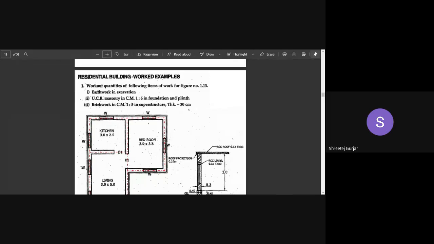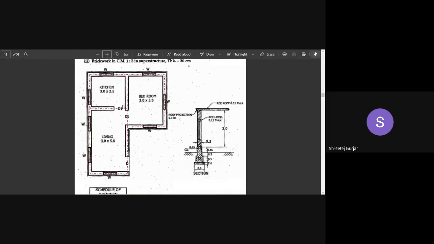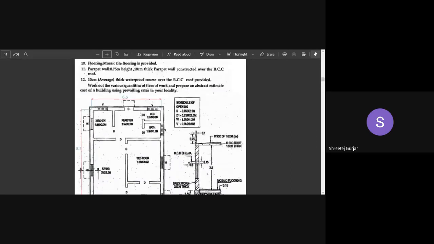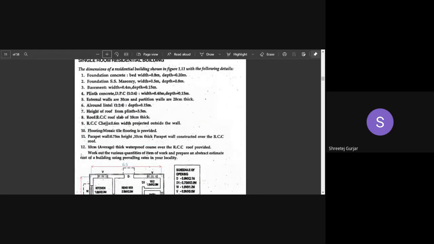In the exam, even if they give this kind of numerical, this kind of plan, not so many items of work will be asked. Here you can see 12 items are there. Usually they ask only a maximum of 5 or 6, and not all the work that we have calculated.